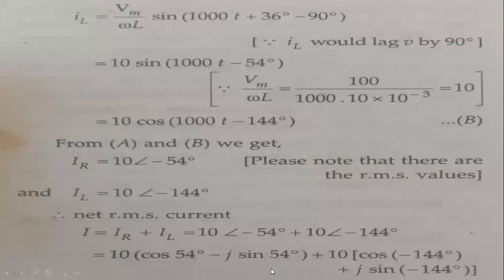So in the next case also you can do the same. What is the current through the inductor? I is equal to V by R again, but instead of R, omega L will be there because of the inductor. So IL is equal to Vm divided by omega L, sine of 1000t plus 36 degree minus 90 degree. See here the leading and lagging cases. Here the current will lag in the inductor.